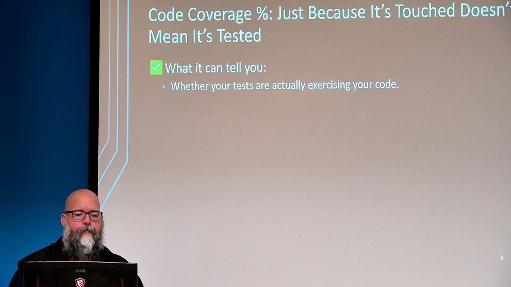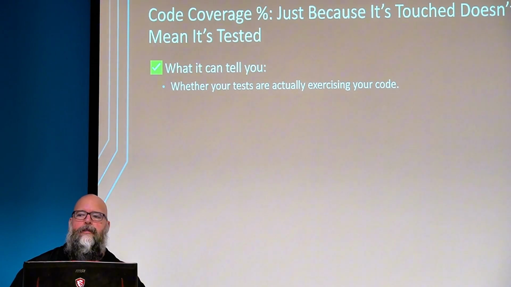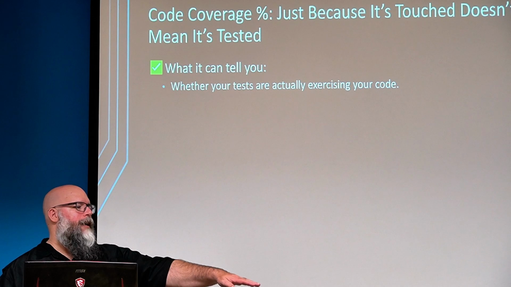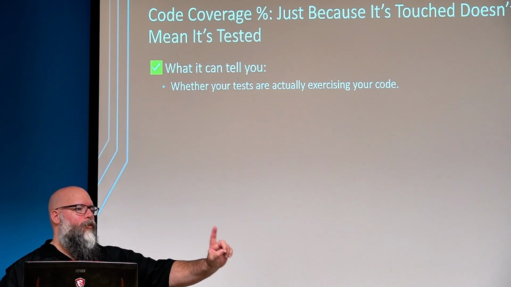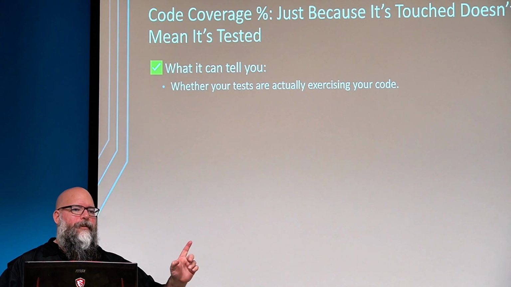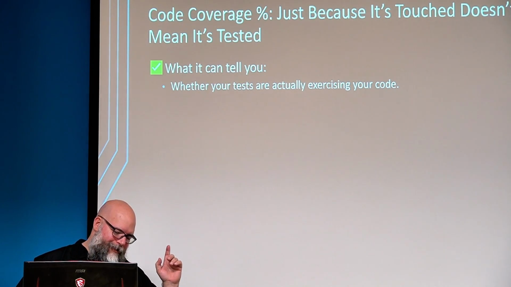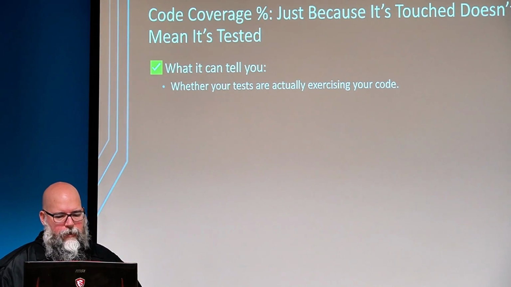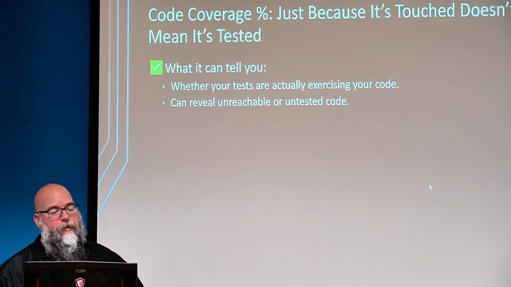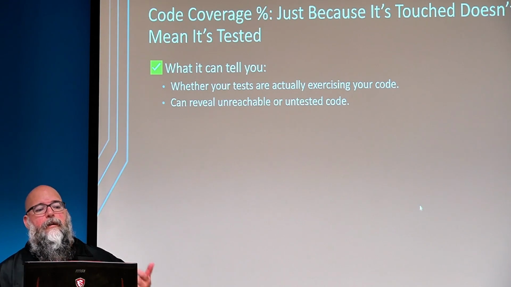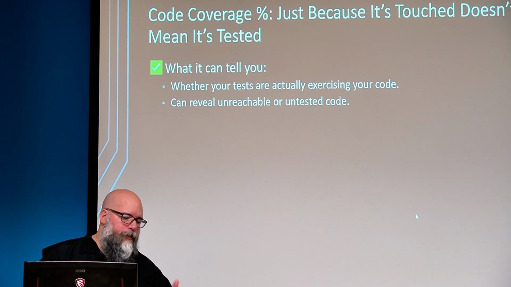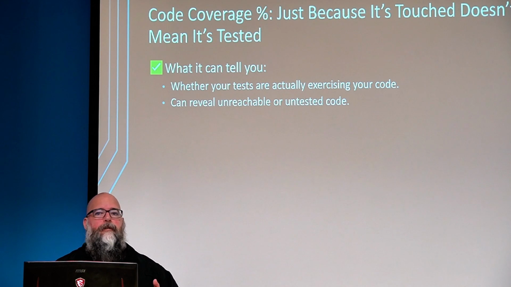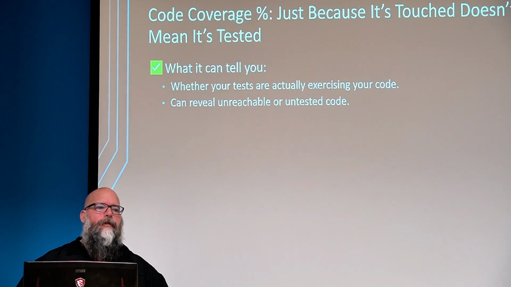All right, so what is it going to tell you? It's going to tell you whether tests are actually exercising your code, right? You can tell that somebody has written at least one test, and when it gets executed, the execution goes right through this particular method or property or what have you. It's also going to reveal unreachable or untested code, although I'd argue that other tools like, I think Visual Studio might, no, I'm going to say it's ReSharper, because I know ReSharper will actually flag code that's unreachable.